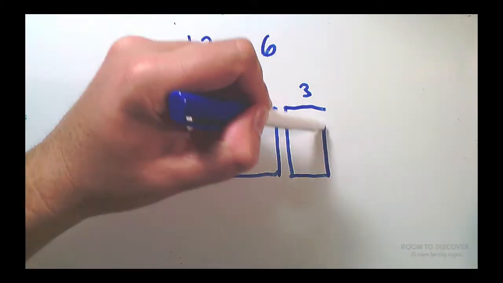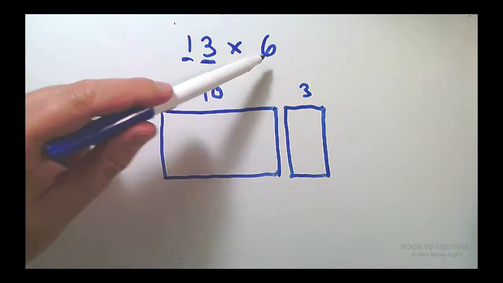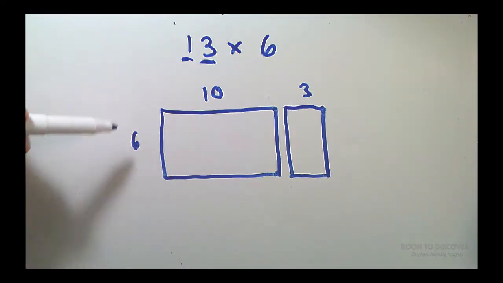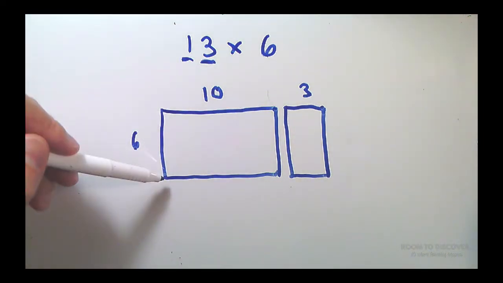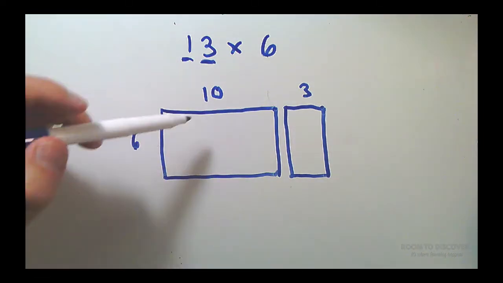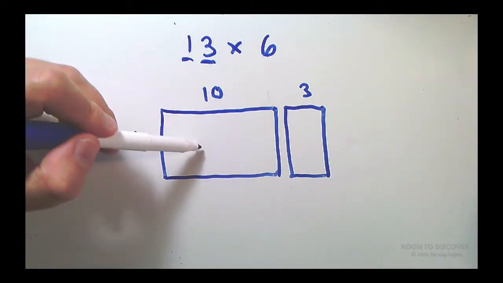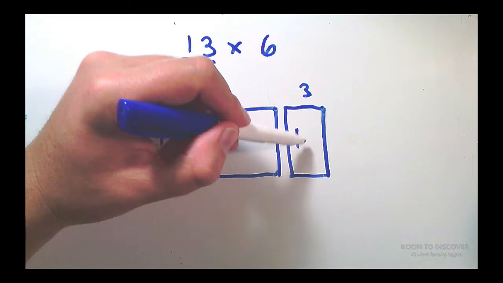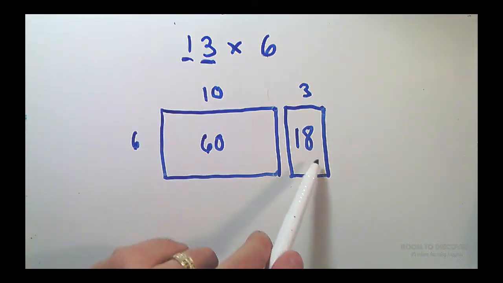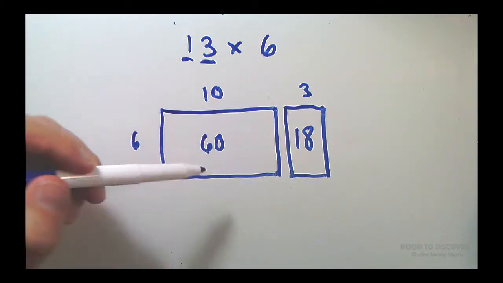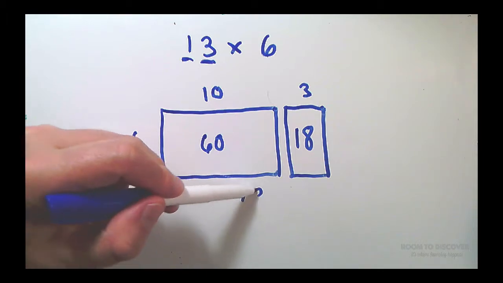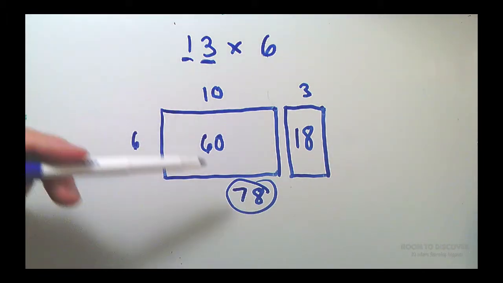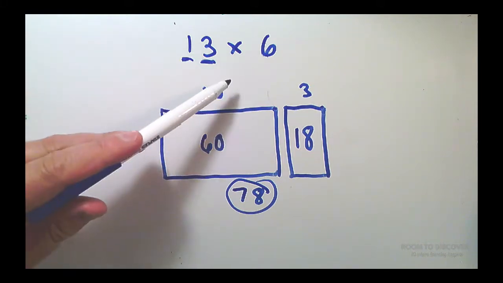So with 2 digits by 1 digit, we end up with 2 separate boxes. This box is 10 by 6, which is going to be 60. And this is 3 by 6, which is 18. And all we do is add the areas together for our total of 78. This transfers a lot better to mental math than just doing the algorithm, right?